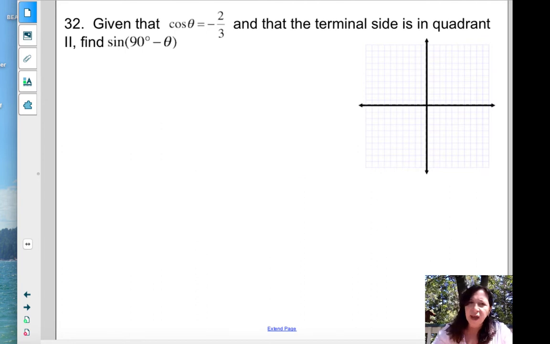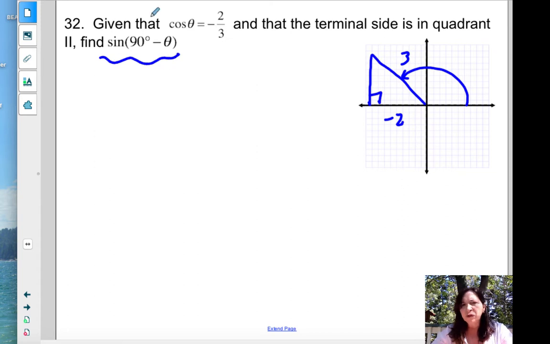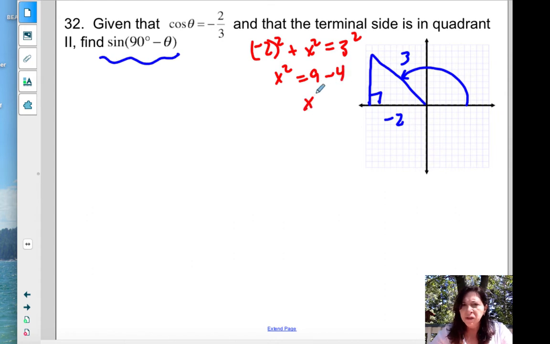Problem 32 says, given that cosine of theta is -2/3, and that it ends in quadrant 2. So here's quadrant 2. They're saying this angle is going to end right there. Cosine is adjacent over hypotenuse, and what we need to do is find sine. For sine, we're going to expand that, but we do need all three sides. So I'm going to use the Pythagorean theorem. So -2 squared, plus, we'll call that x, squared is equal to 3 squared. So x squared is equal to 9 minus 4. So x equals the square root of 5. So this will be the square root of 5.